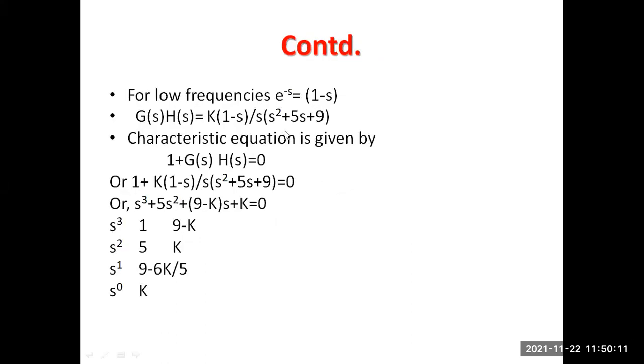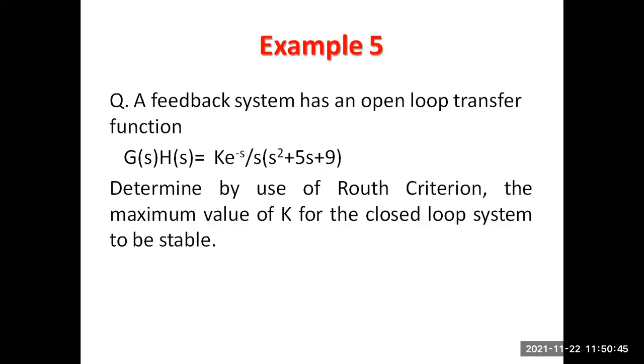But here, one thing you have to remember, for the low frequencies, e to the power minus s equal to 1 minus s. If you remember the exponential series from your class 12 level, it is 1 minus s plus s square by factorial 2, something like that. But for the low frequencies, we'll take 1 minus s. So we'll simply substitute G(s)H(s) equal to K into 1 minus s. We'll form the characteristic equation and then calculate the range. So let us calculate this thing. Okay, so you calculate.